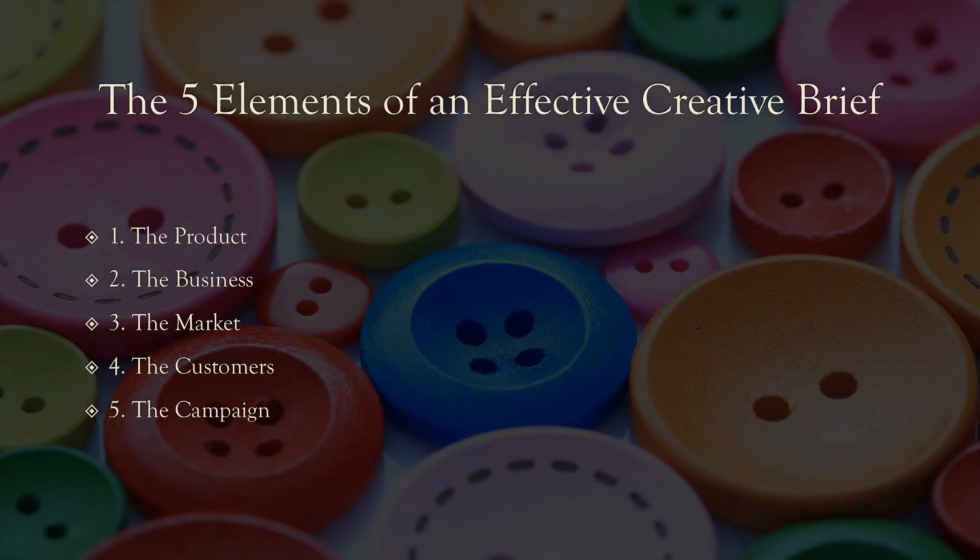There are 5 elements of an effective creative brief: the product, the business, the market, the customers, and the campaign. The product: a creative campaign starts and ends with the product. After all, this is what you're tasked with selling. If you don't understand it well, you can't expect your creative team to do a good job for it.